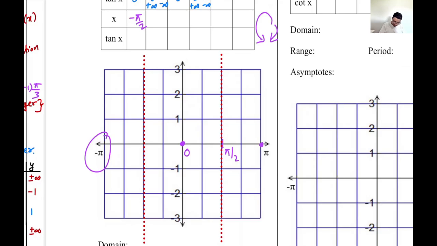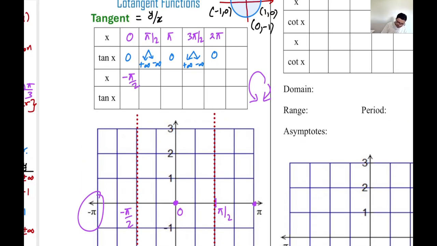here. Okay, let me label these lines now. So at negative pi over 2 and positive pi over 2, there is an asymptote, and at 0 the value is 0. So I can kind of get an idea what's going to happen here. It will go from infinity here to infinity here and through 0 in the middle. But I want some more information, right, to be more accurate. So I'll just write plus or minus infinity here.